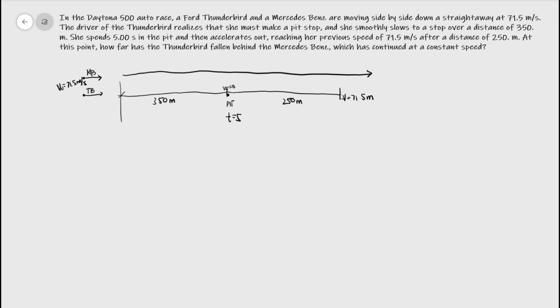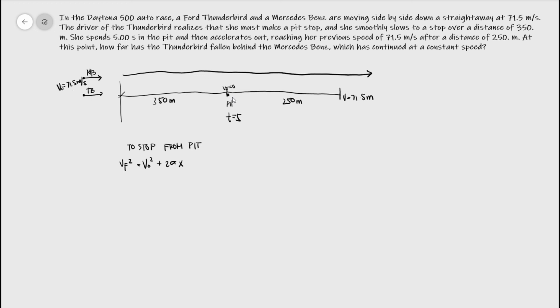Okay, now, to stop from the pit, the Thunderbird, we will use our kinematic equation, that is Vf squared is equal to initial velocity squared plus 2ax. Now we know that the initial velocity of the Thunderbird is equal to 71.5 meters per second and the final velocity of the Thunderbird is equal to 0.